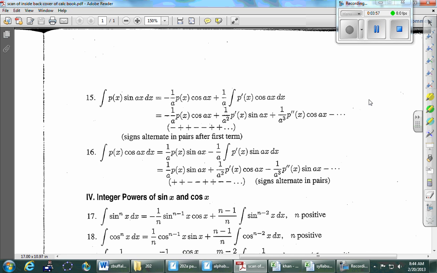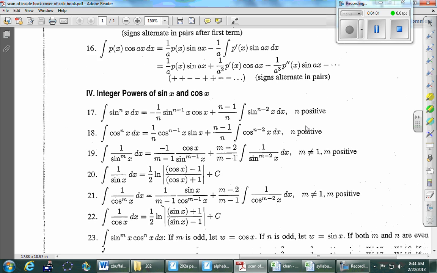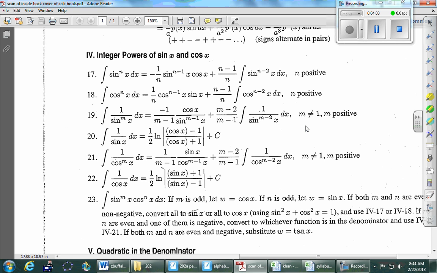Okay, the next category, integer powers of sine and cosine. So that's going to be sines and cosines raised to powers. So sine to any power, there's the formula. Cosine to any power. Sine to a power, but in the denominator. A single sine in the denominator.